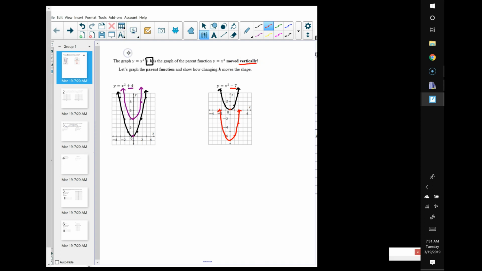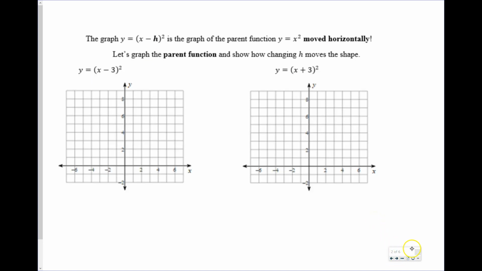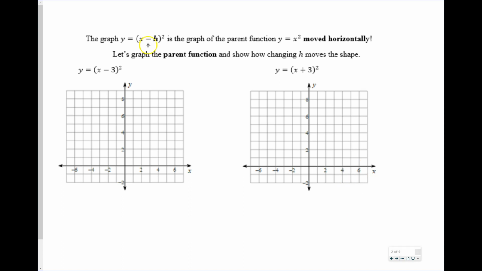There's another way we can move our parabola, and that's left and right. We call that a horizontal shift. Now this one looks really weird because the horizontal shift is actually occurring inside a set of parentheses, and then the squared is on the outside. This is going to be a horizontal shift.